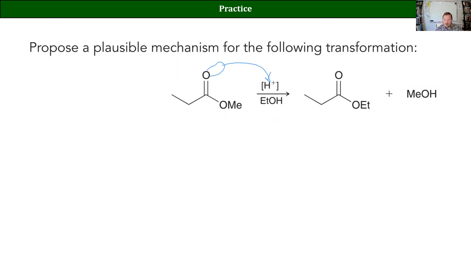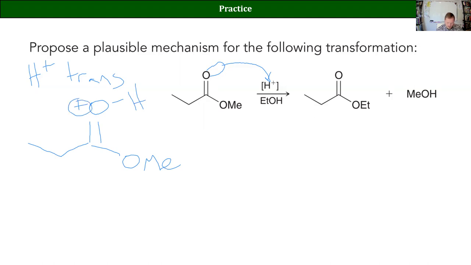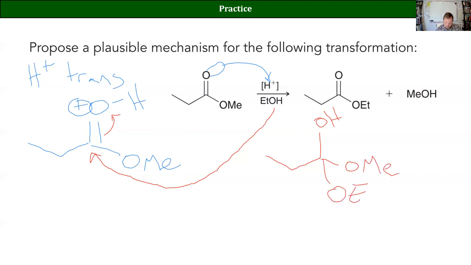We have to protonate the carbonyl oxygen first. So we do a proton transfer. And that's going to make an intermediate, or our first intermediate, that looks like this. So protonate the carbonyl, and now that carbonyl bond is weakened enough that we can have a weak nucleophile come in and attack it. So we'd wind up with an intermediate now that looks like this.